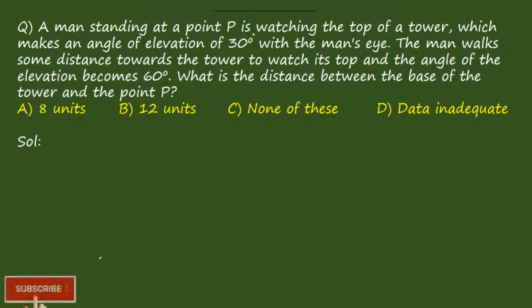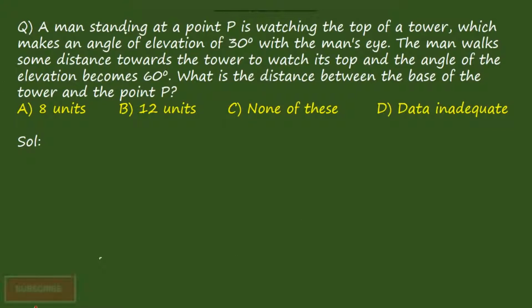A man standing at the point P is watching the top of a tower, which makes an angle of elevation of 30 degrees with the man's eye. The man walks some distance towards the tower to watch its top. The angle of elevation becomes 60 degrees. What is the distance between the base of the tower and the point P? First we understand the question.